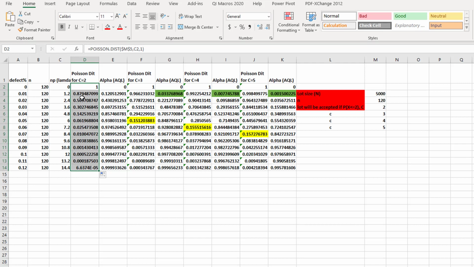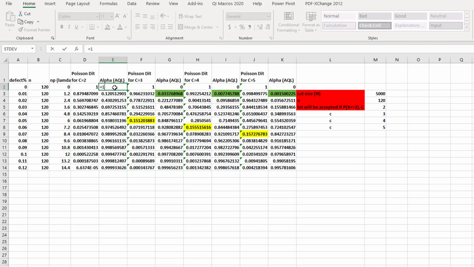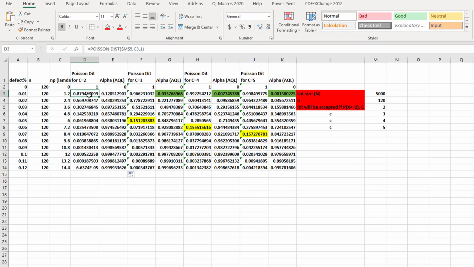Now we want to construct the rejected probability. So alpha is equal to 1 minus the acceptance. These probabilities which we have calculated are the cumulative probabilities of acceptance. So when a lot is accepted, this is the probability, which is 0.879. When you subtract the acceptance probability from 1, you will get the rejected one.